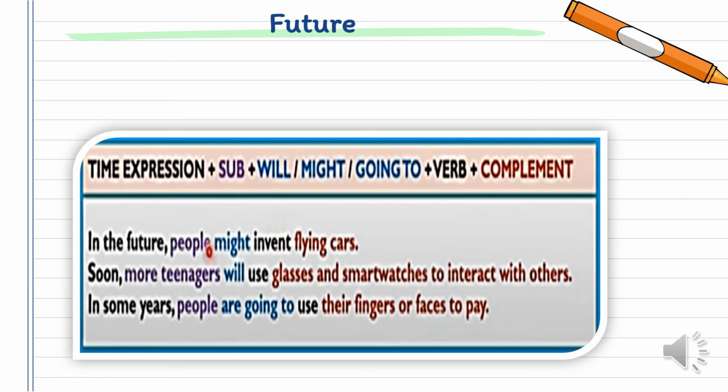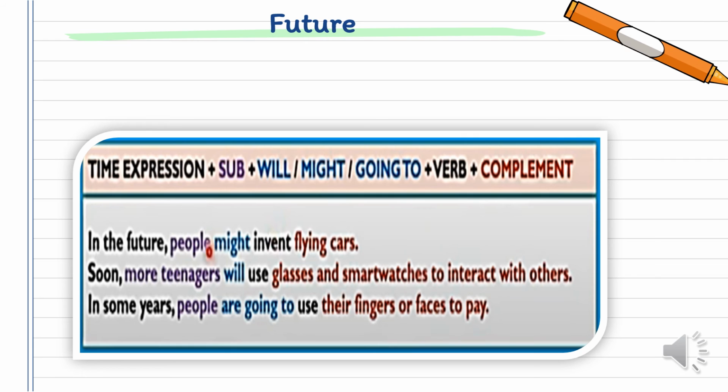Here we have the structure for future. Here we have different colors for the different parts of the structure. But here it's a little bit different. Why? Because we can use three different auxiliaries to express time contrast. We can use will, might, and going to, plus the verb.